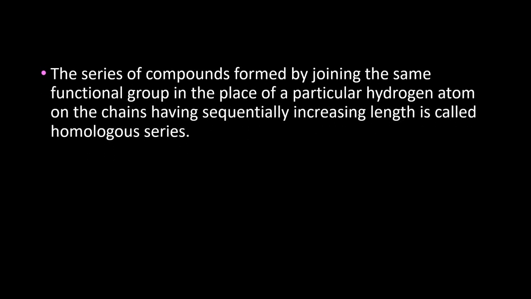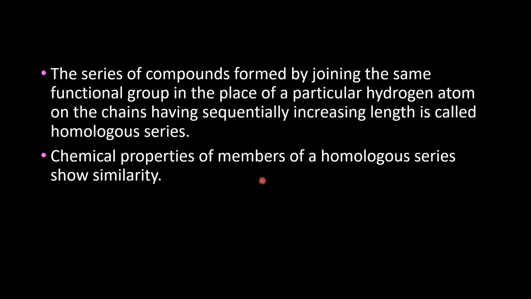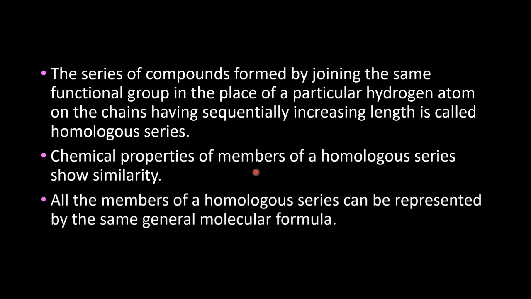And the series of compounds formed by joining the same functional group in place of a particular hydrogen atom is called a homologous series. It increases with sequential carbon atoms, that is 1, 2, 3 carbon atoms like that. And the chemical properties of the members of a homologous series show similarity. All the members of the homologous series can be represented by the same general molecular formula.